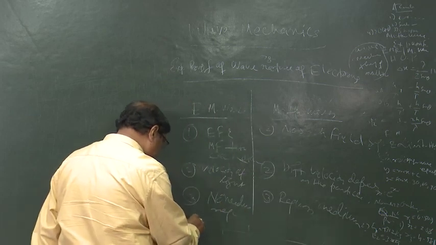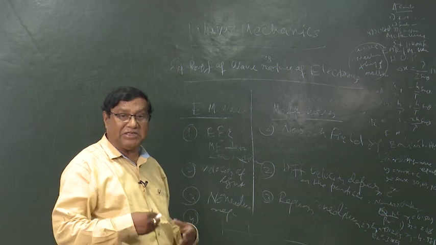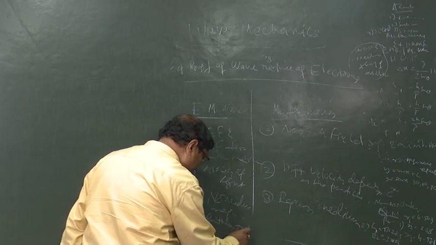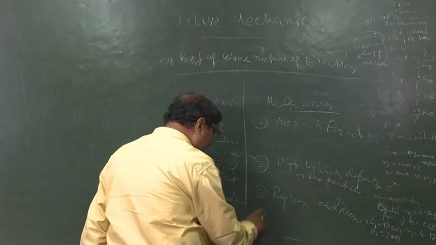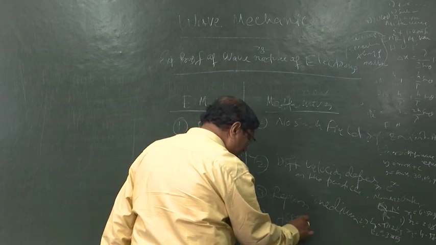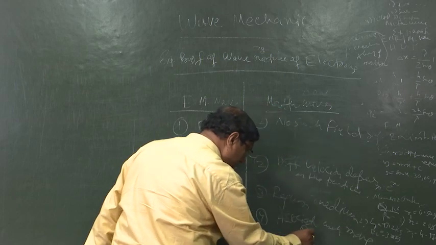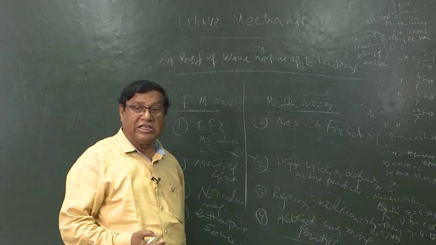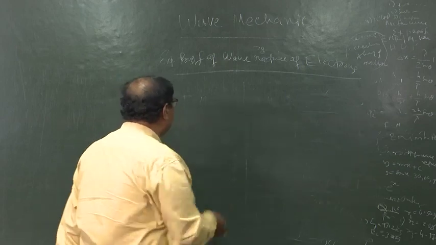The fourth difference is that electromagnetic radiation is emitted from a source. But here, the matter wave is not emitted, it is associated with the moving particle. So, the matter wave discovered by de Broglie is different from the electromagnetic wave by these 4 points. Then comes Heisenberg.